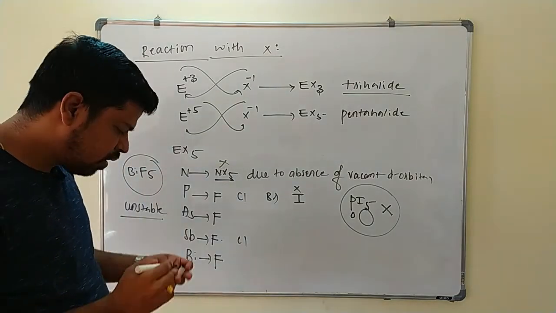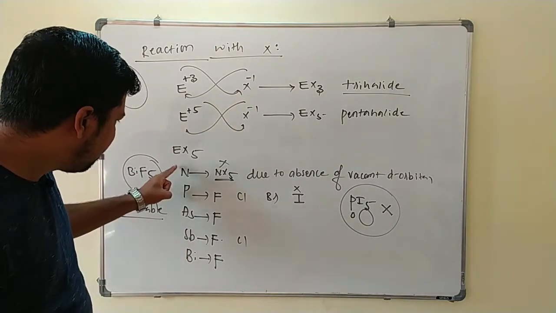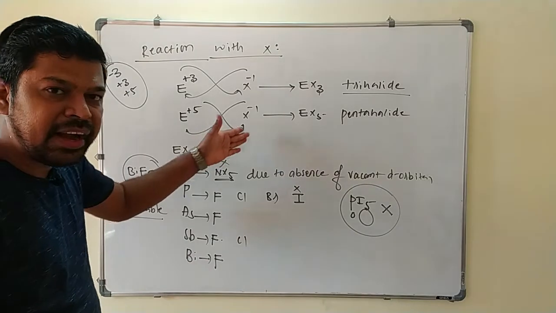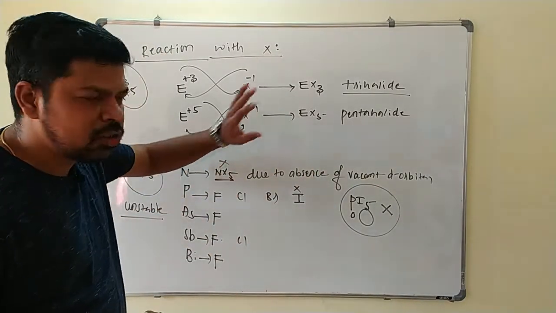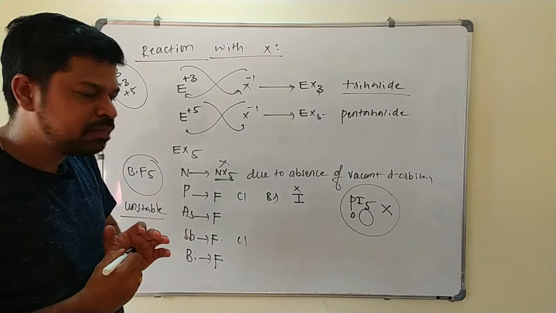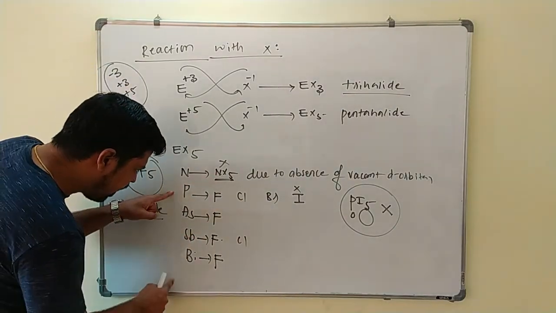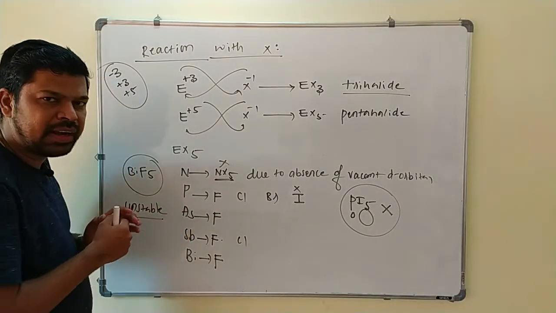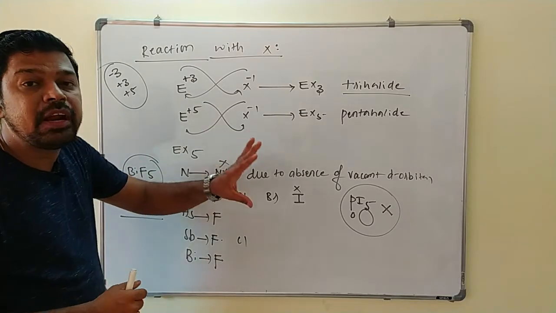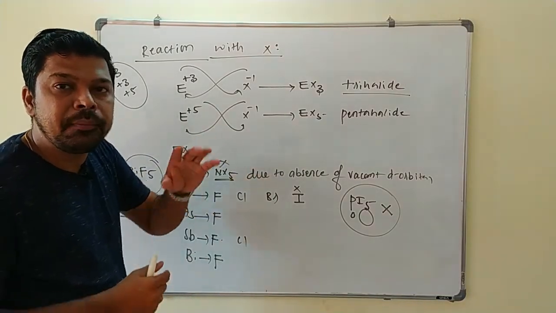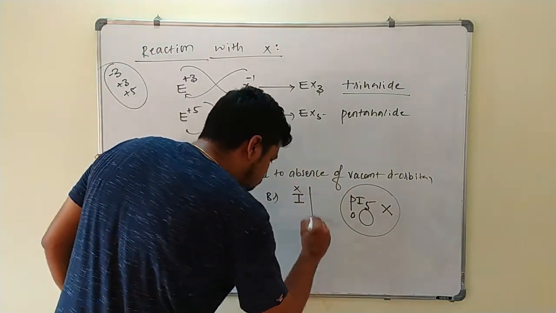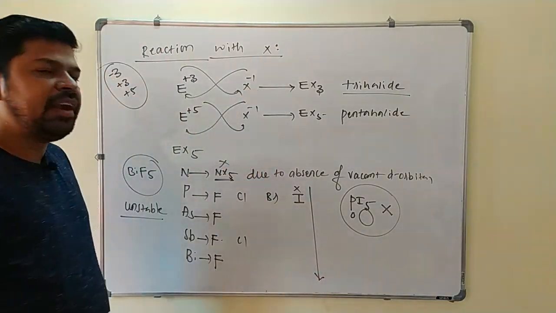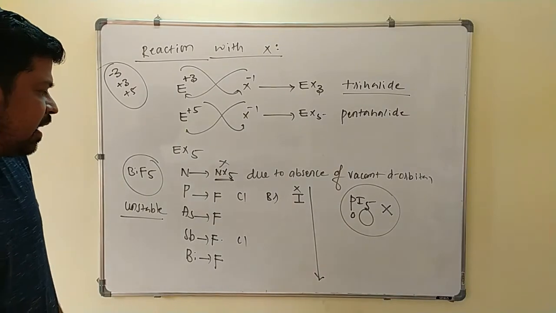Now you can see, down the group, the tendency to form the pentahalide decreases. In the case of nitrogen there is no pentahalide, always keep that in mind. Down the group the tendency to form the pentahalide decreases due to the inert pair effect. Down the group, only the +3 oxidation state becomes stable.